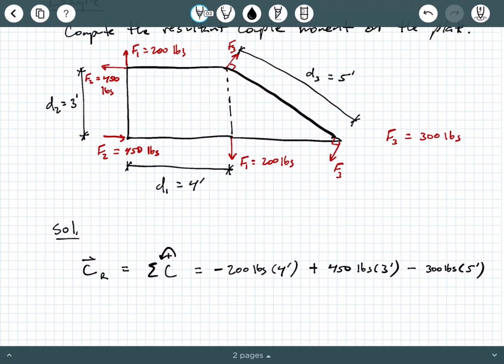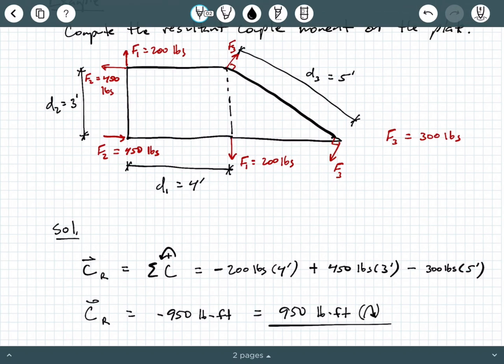And so when we add all of those up, we're going to get this resultant couple moment equal to a negative 950 pound-feet. And you could write that as 950 pound-feet, and the negative would indicate it is tending to rotate clockwise. And that's your answer here. And that's it.